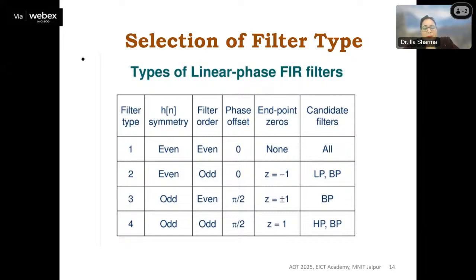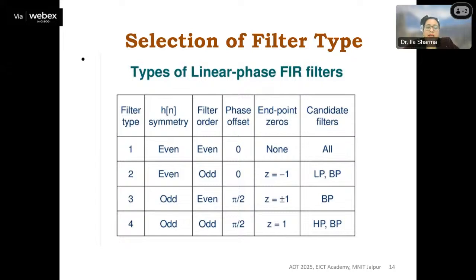So based on the symmetry and based on the filter order, some of the filters can be designed, some of the filters cannot be designed. For example, in this given table, you can observe the first type filter, type 1. This is called type 1 FIR filter, type 2, type 3, type 4 FIR filter. So you can observe in type 1, you can design all kinds of filter.